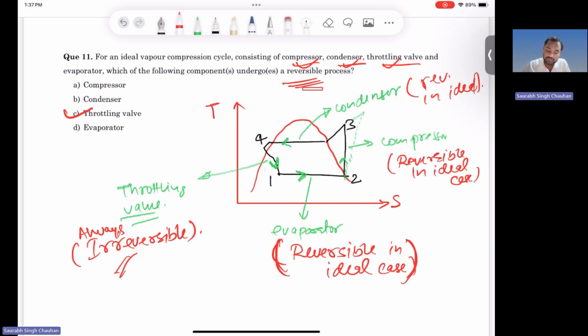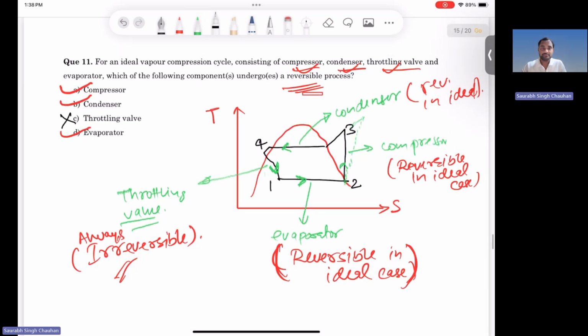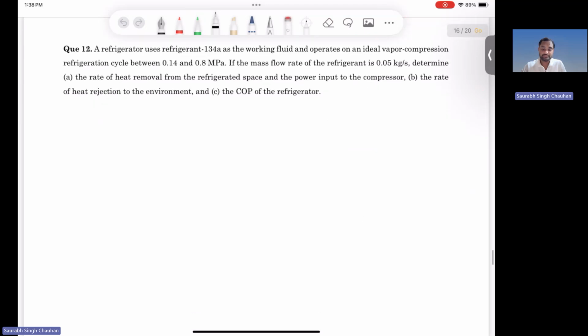But what we have to tell is, in an ideal vapor compression cycle consisting of these, which undergoes a reversible process. So the compressor, condenser, and evaporator undergo reversible processes, and the throttling valve does not. So options A, B, and D, three options, are the correct options. I hope this was clear, and we can move to the next question.